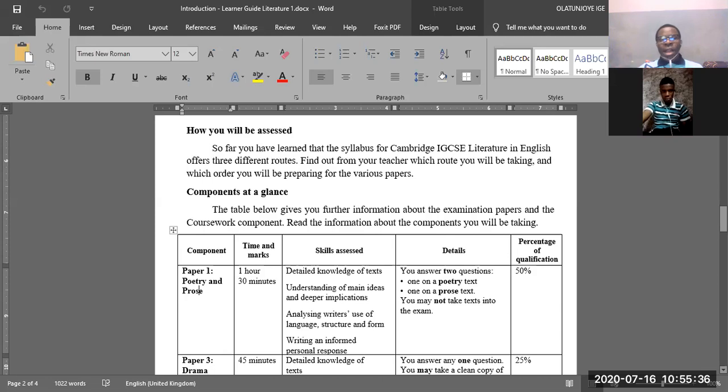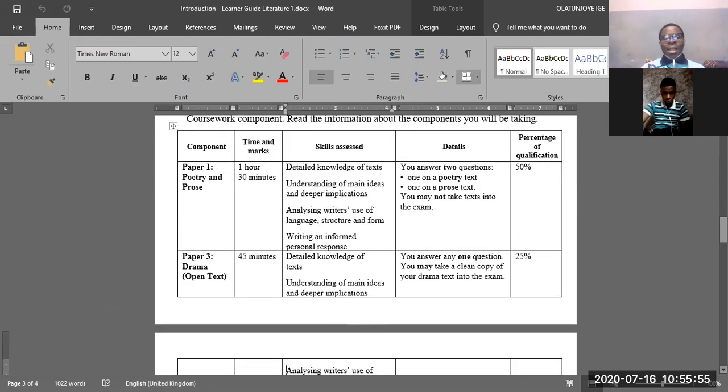So far, you have learned that the syllabus of Cambridge IGCSE Literature in English offers 3 different routes. Like we have said, option A, option B, option C. So we are taking option B. Find out from your teacher which route you will be taking. As I've told you, we are taking the second one. Now, let's consider that second one at a glance.